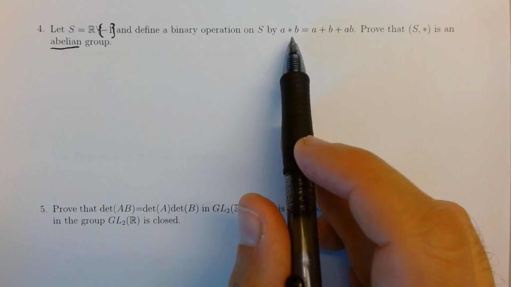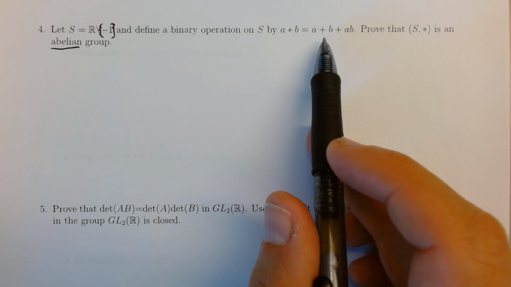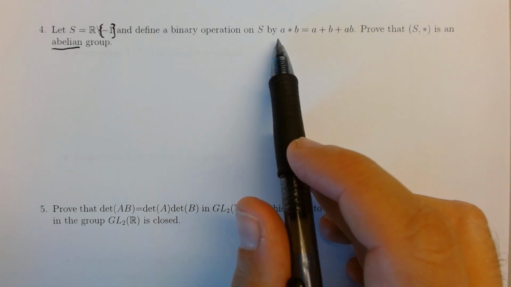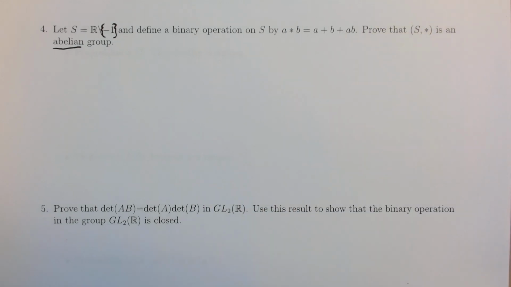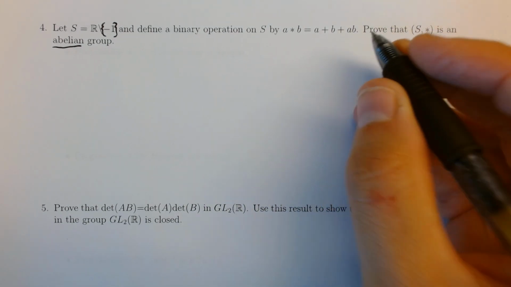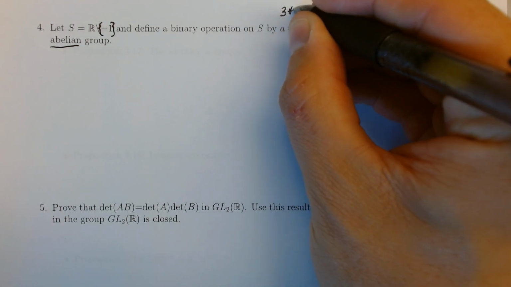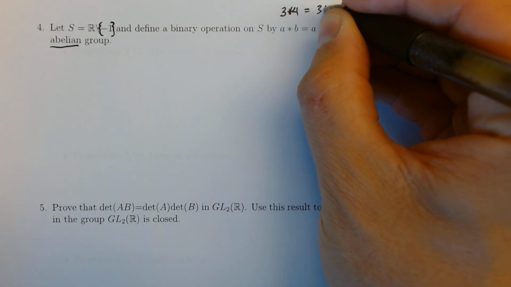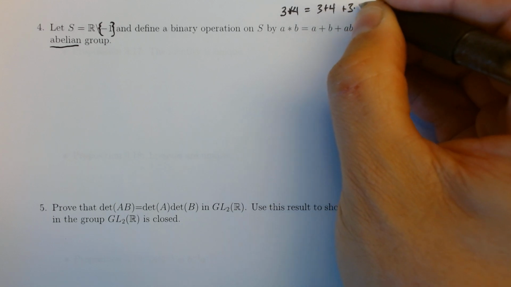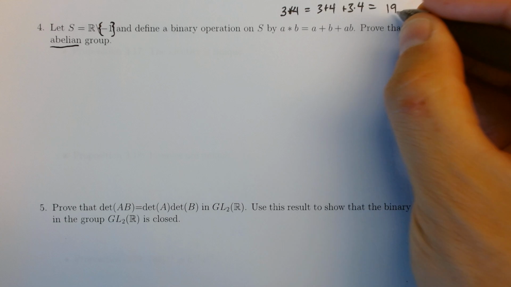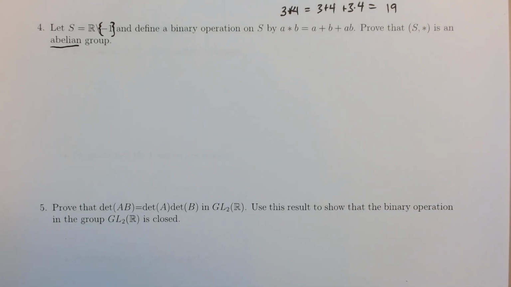And the binary operation we're calling star kind of involves both addition and multiplication. It adds the 2 numbers together and then multiplies them, and then adds their product to that sum. So for example, 3 star 4 would be 3 plus 4 plus 3 times 4. So that's 7 plus 12, so that's 19. So 3 star 4 is 19. Well, we want to show that this is also a group.